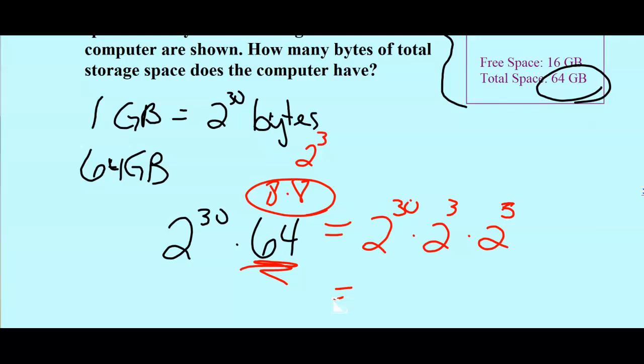So 30 plus 3 plus 3. Hey, we have 2 to the 36th. And now I don't need to worry about how big this number is going to be. It's just 2 to the 36th bytes. In other words, this is a big number.